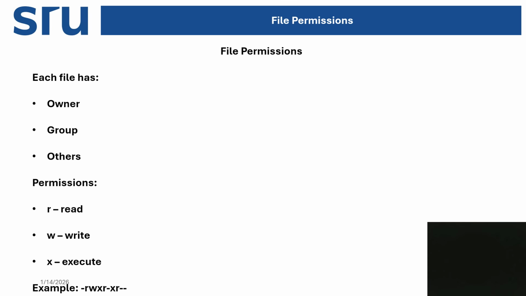Whatever you want to give, you can mention here. Suppose the owner should have read, write, execute permissions. For the group, suppose I would like to give read and execute only, I need to mention r, hyphen, x. For others, I would like to give read only, so I should mention r, hyphen, hyphen. These things come under the file permissions concept. That is your wish; in whatever way you want to give permission, you can give it.